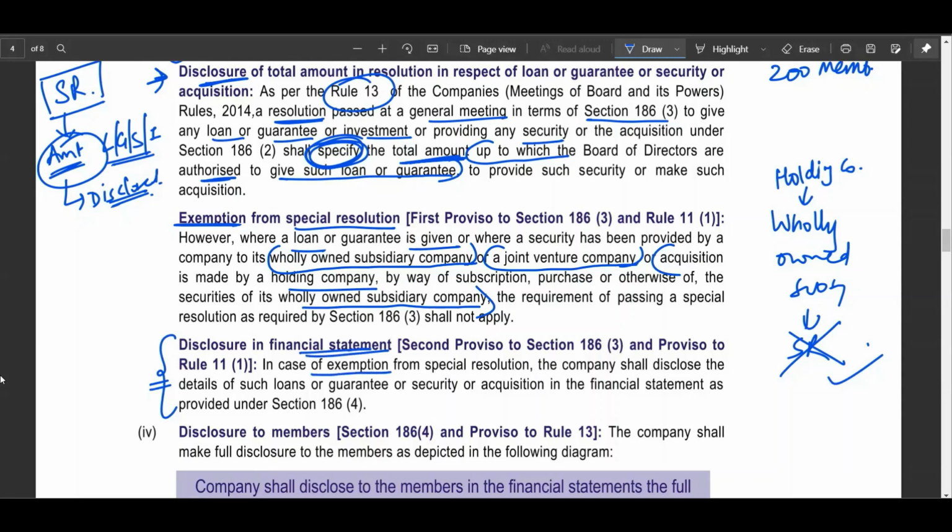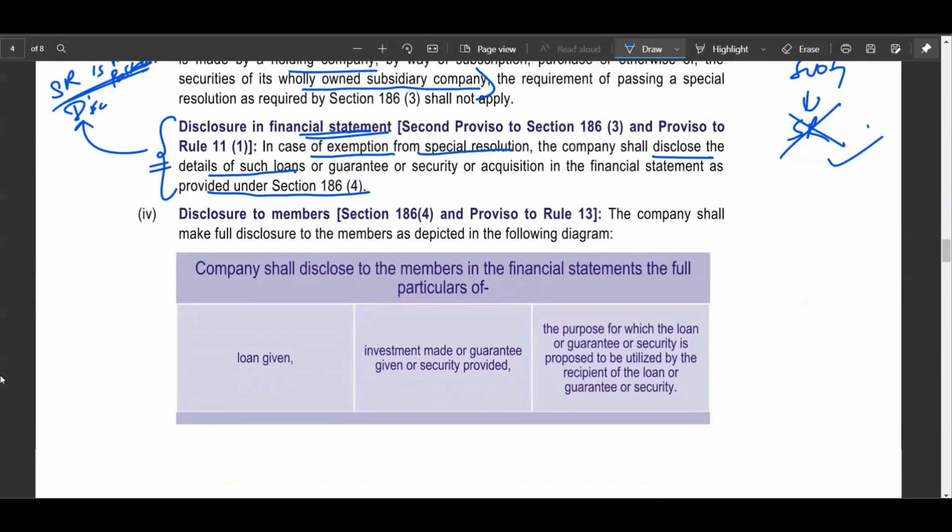And there is one disclosure requirement in the financial statement. In case of exemption from special resolution, the company shall disclose the details of such loans or guarantees or securities or acquisition that is provided under section number 186 subsection 4. So if special resolution is not passed, for example, in case of a holding company giving loans to a wholly owned subsidiary, then in financials a disclosure is required to be made.